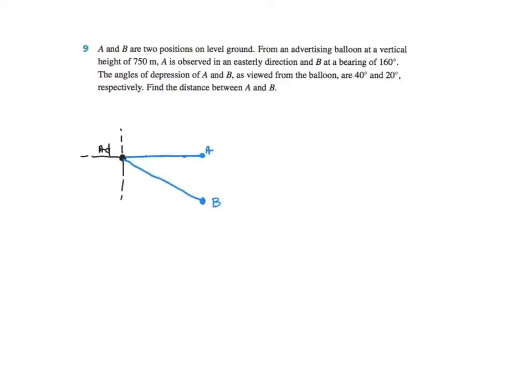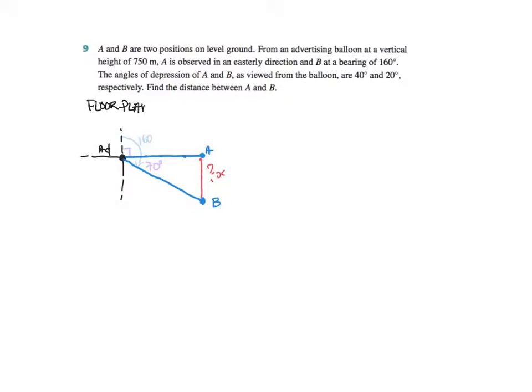Because B is on a bearing of 160, you know that this in here would be 90, so that makes this in here 70 degrees. What the question's asking is the distance between A and B. That's the question, so I might call that X. This is what I just drew there, the floor plan or map plan.